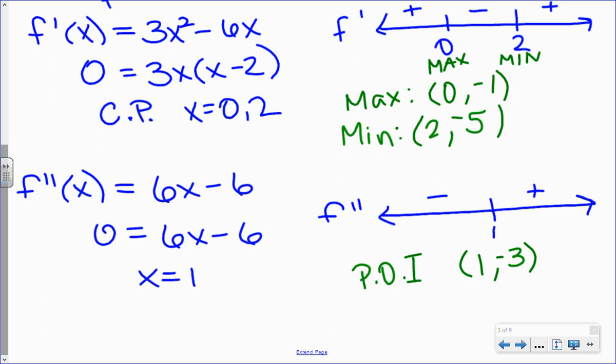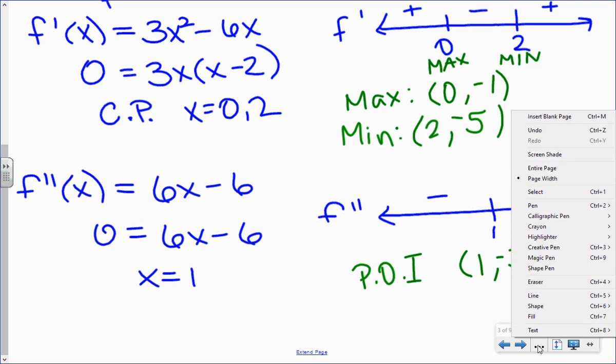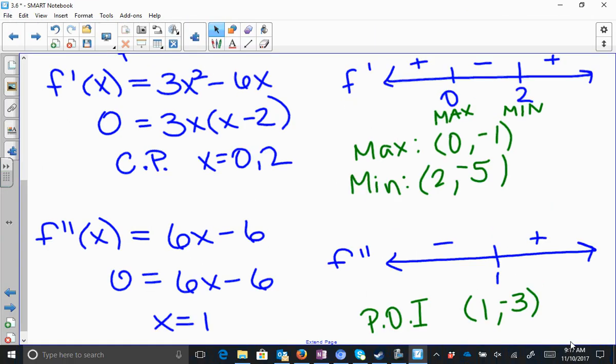Okay. I'm going to try something. It may not work, but we're going to try it. I got to remember how to do it here.